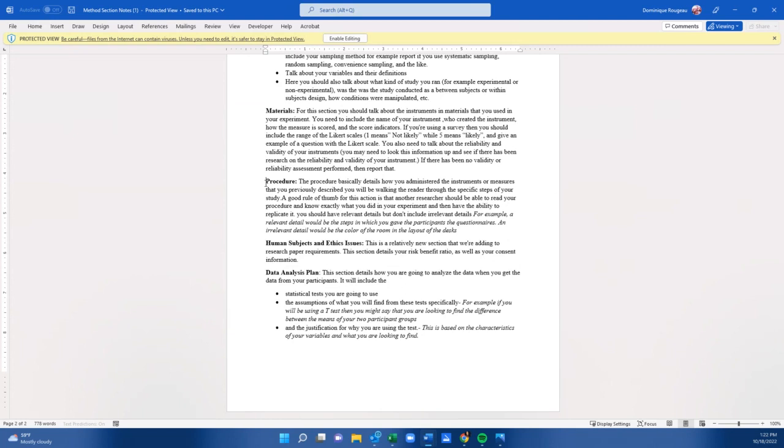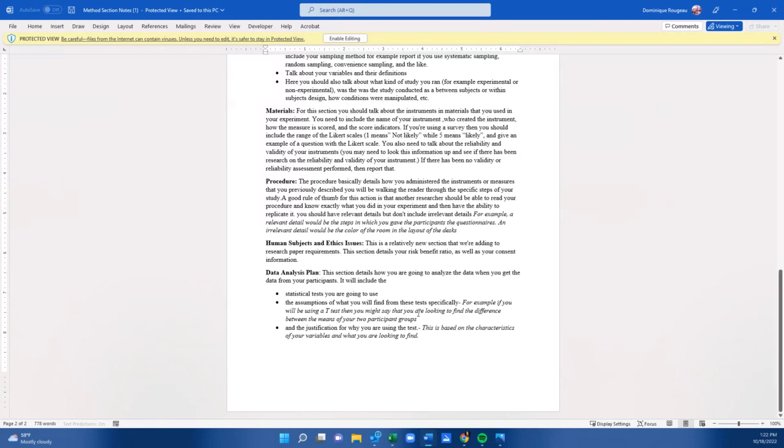In the human subjects and ethics issues, this is something that's pretty new. I've seen it within the past, I'd say, 4 years. It's kind of a new section. Here, you're just going to rewrite your risk benefit ratio as well as your consent information, but don't just copy and... I mean, yes, you're going to end up copying and pasting it, but make sure it actually fits for the paper. So if it doesn't make sense or the verb tense is wrong, you need to change it so it actually flows in the paper correctly.